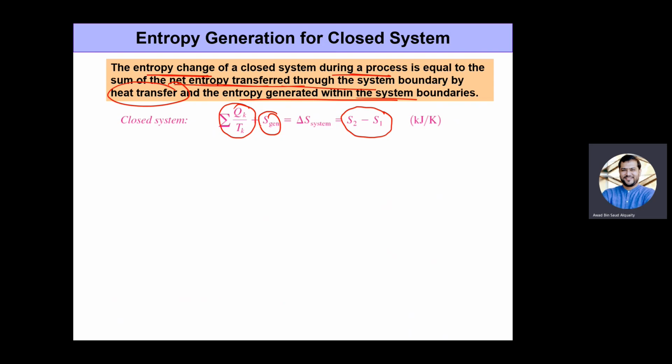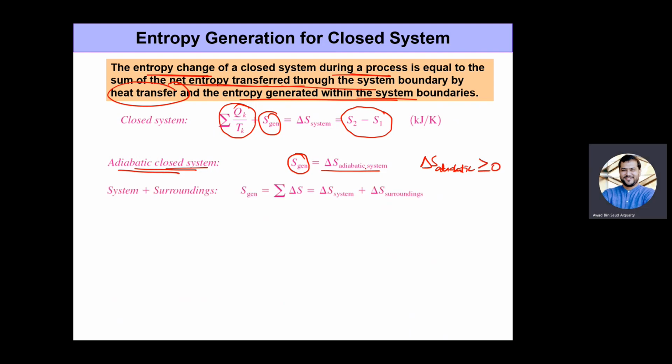These are the only two situations where the entropy of a system will undergo change, right? Now, if you're dealing with an adiabatic closed system, meaning a system where heat transfer is 0, then of course the entropy generation is exactly equal to the change in the entropy, right? Which means that the change in entropy for an adiabatic system has to be 0 or positive, right? So delta S for an adiabatic closed system has to be equal to or greater than 0. Otherwise, the process is not even feasible.